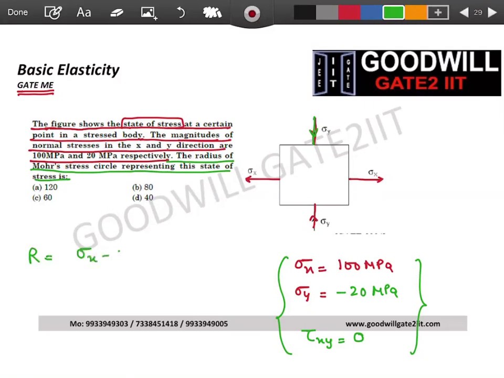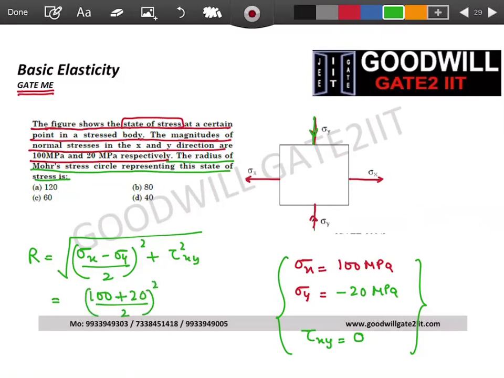It is sigma x minus sigma y divided by 2 whole square plus tau square xy under root. Sigma x is 100, sigma y is minus 20, so this becomes plus, whole square plus 0 square under root. You solve this, you're going to get 60 MPa. I hope I am correct. So option C here is the correct answer.